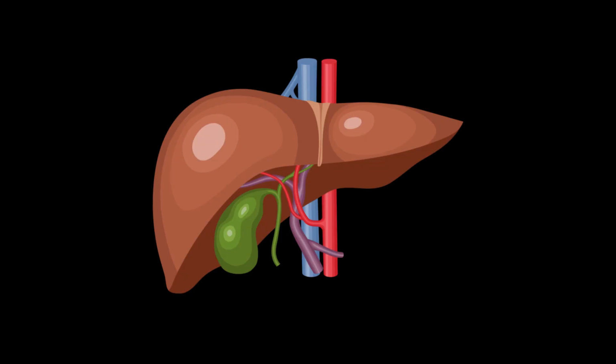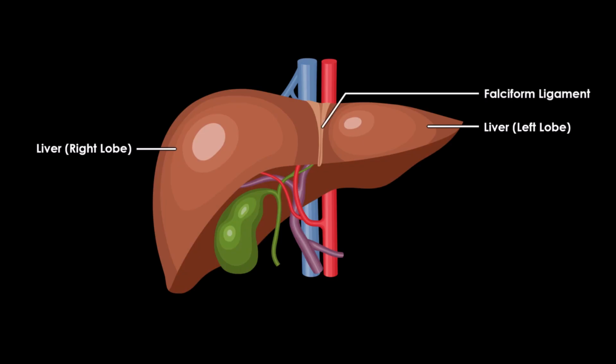In this illustration, we can see the right and left lobes of the liver. There are 4 total lobes, but the right and left lobes are the largest. The right lobe is very large, filling almost the entire right upper quadrant. The falciform ligament can be observed at the division between the right and left lobes of the liver. This ligament is not between the lobes, but it is observed on the surface of the liver at this position.